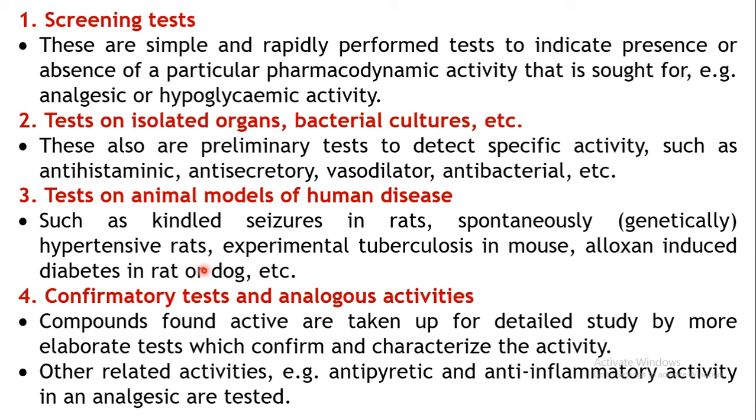There are several models available even for one particular activity. There are several ways by which it can be done, and several species of animals can be utilized for that particular study. These are a few examples of animal models: kindled seizures in rats, spontaneously hypertensive rats, experimental tuberculosis induced in mice, or alloxan induced diabetes in rats or dogs.